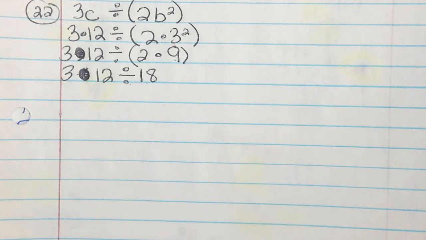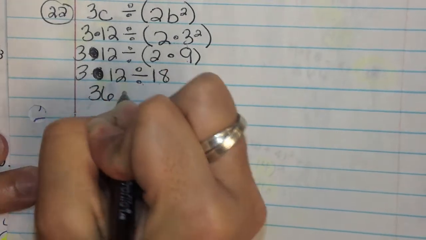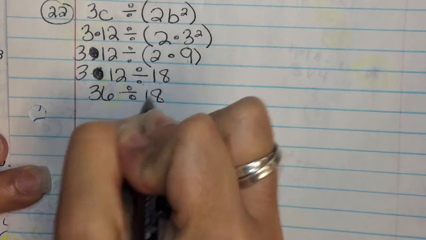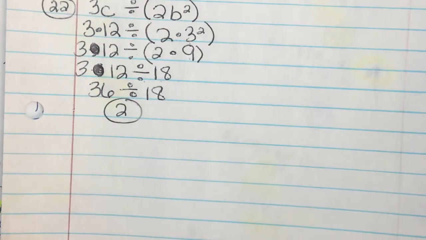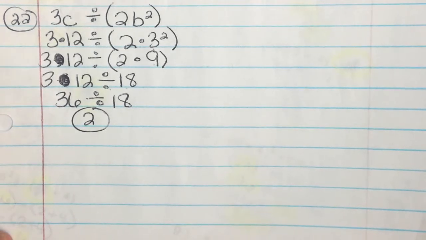Multiply. So, 3 times 12 is 36. Divided by 18 is 2. I just made a mistake. It happens.